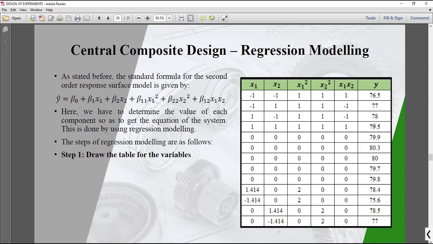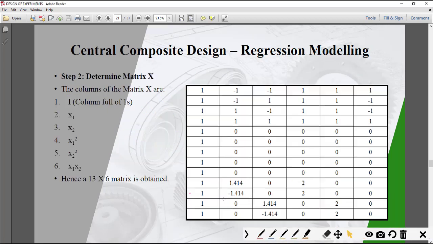You have to draw the table for the variables. So these are the variables, right? And I have drawn the table. See here it is y, so here also I have y. Here I have the x1 variable, so x1, x2, x1 square, x2 square, x1 x2. Okay, the order should remain the same. You should not change the order. Okay, you should keep the order the same, right?